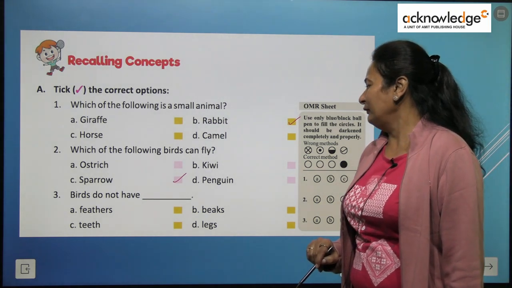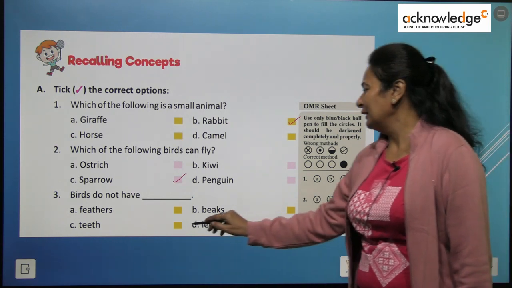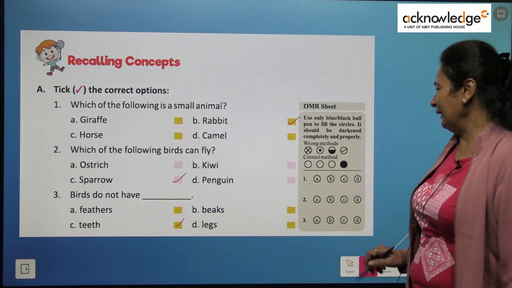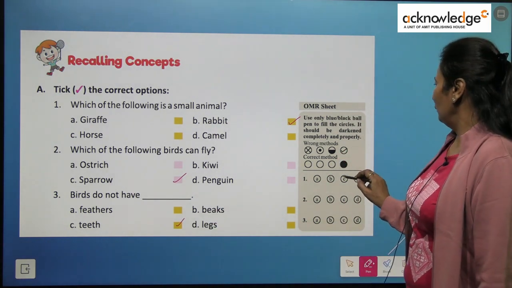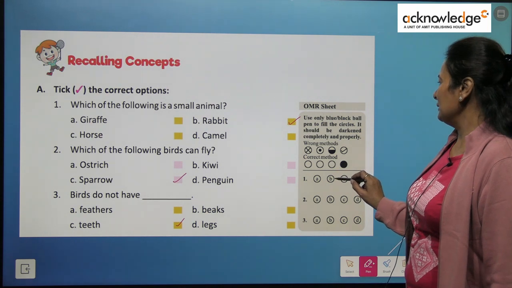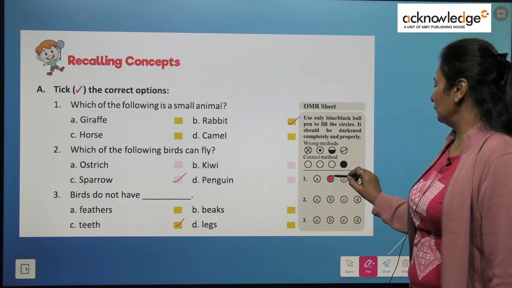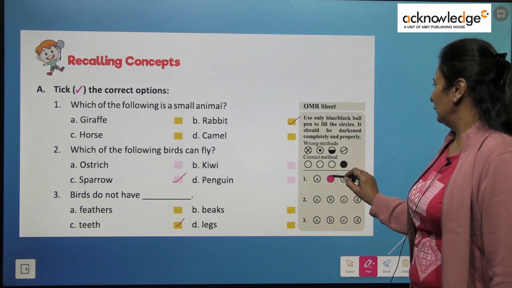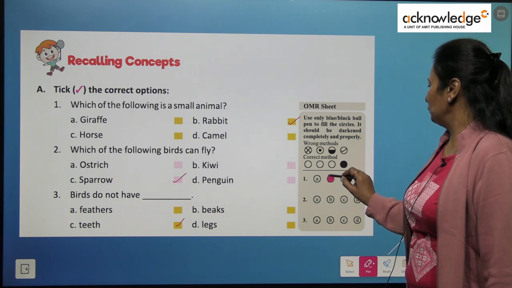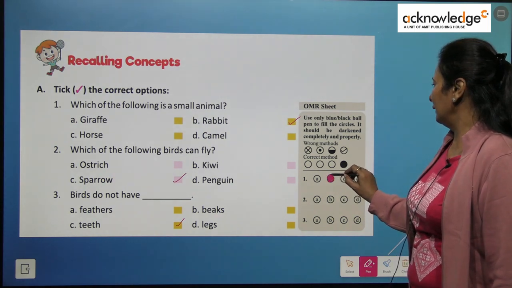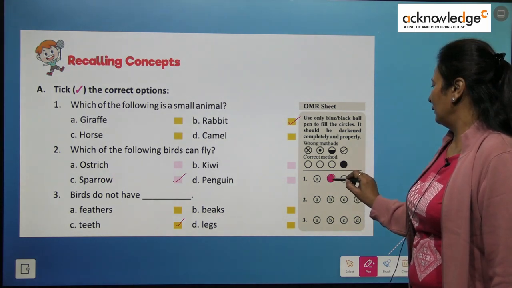Birds do not have dash. They do not have teeth. Right? Like here it is B. Right? I am showing you how to fill it. You do it on your own. It should be completely filled. Okay, kids.